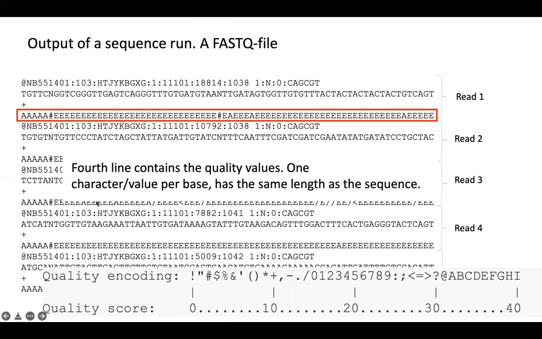So here again, have a look. All the A's have high values, so they're in the 30s. That's higher than 99.9% accuracy. And then, for instance, where you have an N, you have a very low value, a hashtag, which has a quality of 2.